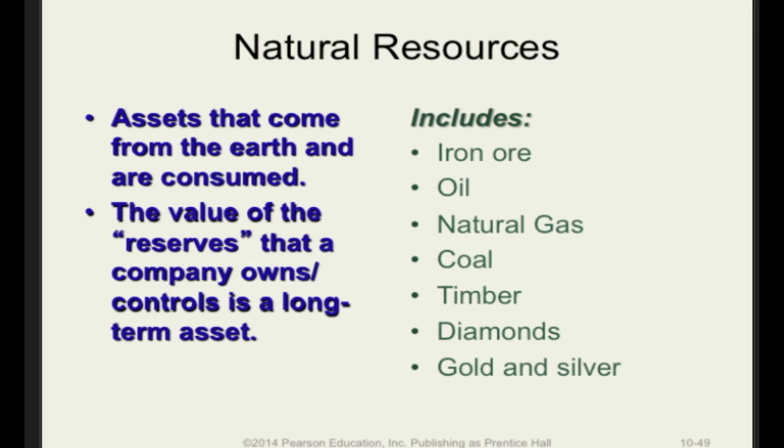In addition to long-lived assets, there is another type of asset referred to as natural resources. Natural resources are like inventory because we will sell them. However, they are also a long-term asset that will take years to extract from the environment. Natural resources include iron ore, oil, natural gas, coal, timber, diamonds, gold, silver, and other important minerals. When the right to extract natural resources is acquired, the acquiring company will record the cost of the reserves as a long-lived asset.